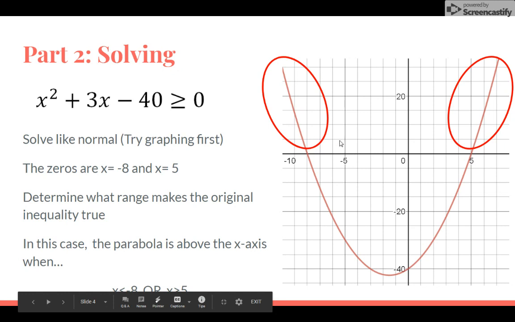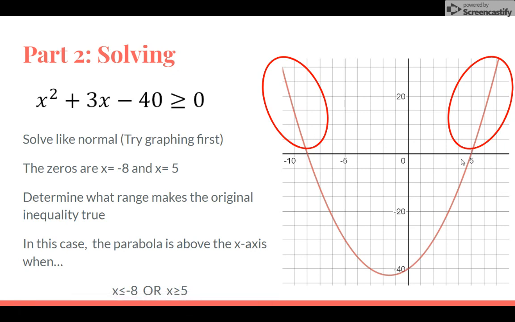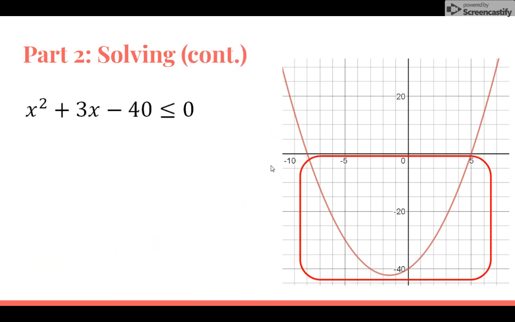But for these 2 ranges over here, x is less than or equal to -8 and x is greater than or equal to 5, anything in those 2 ranges will make this true, and that's what you're trying to find. Find the zeros, find the range that makes it true.